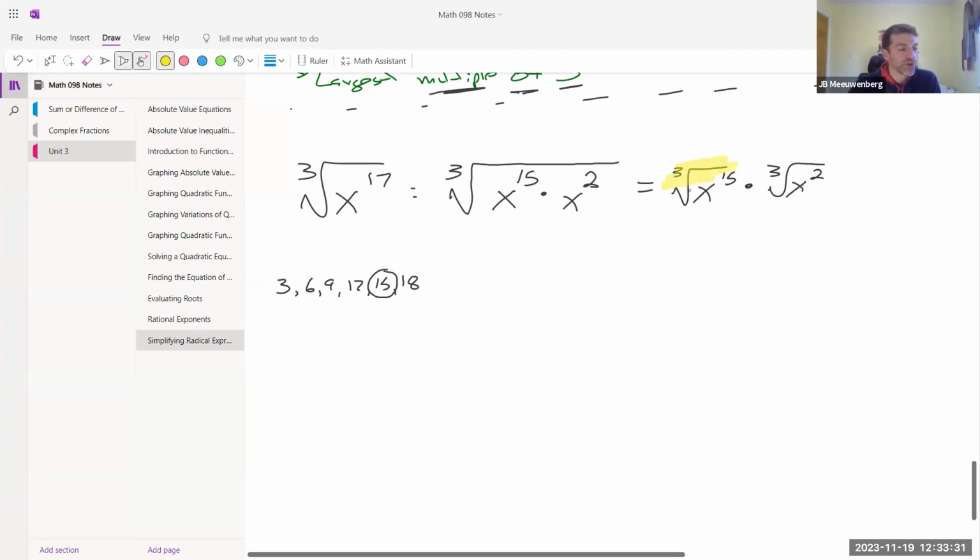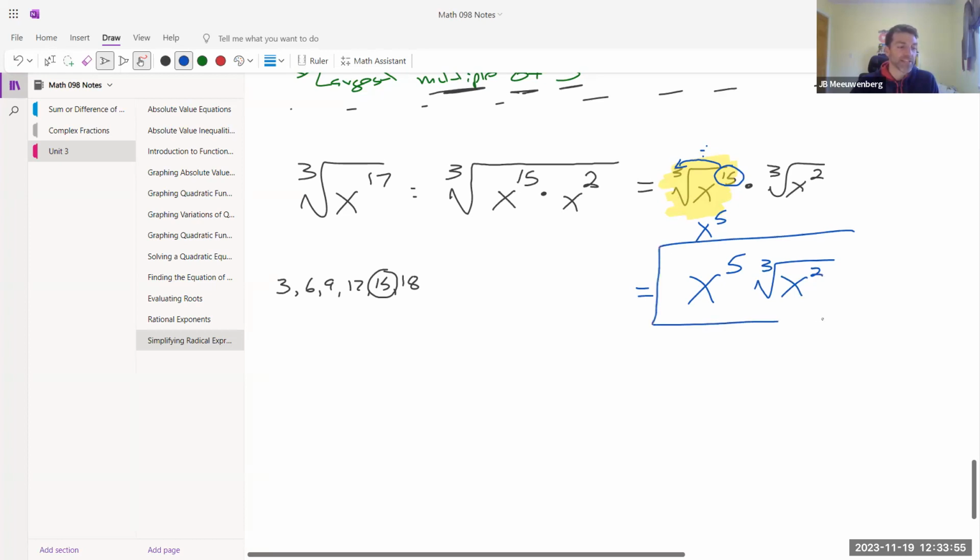We can take the cube root of x to the 15th by doing what? Dividing our exponent by whatever our root is. This is going to simplify to be x to the 5th, which means we have x to the 5th on the outside of our radical, and the cube root of x to the second still on the inside. x to the fifth times the cube root of x to the second.